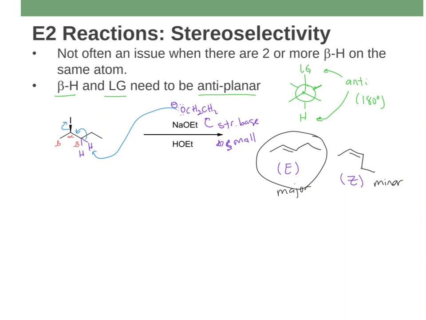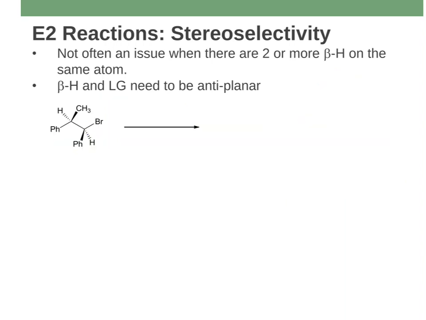But that's only when you have 2 hydrogens here, because that means you can easily get a conformer where the H is opposite in either one of these two shapes. And of course, the one that's easier to get to is going to be faster. So mostly, just draw the E. Just draw the most stable alkene.